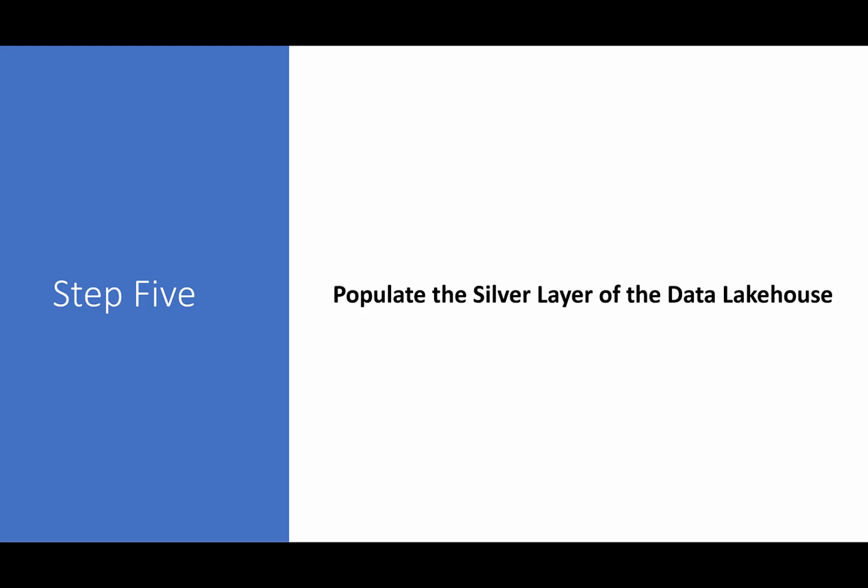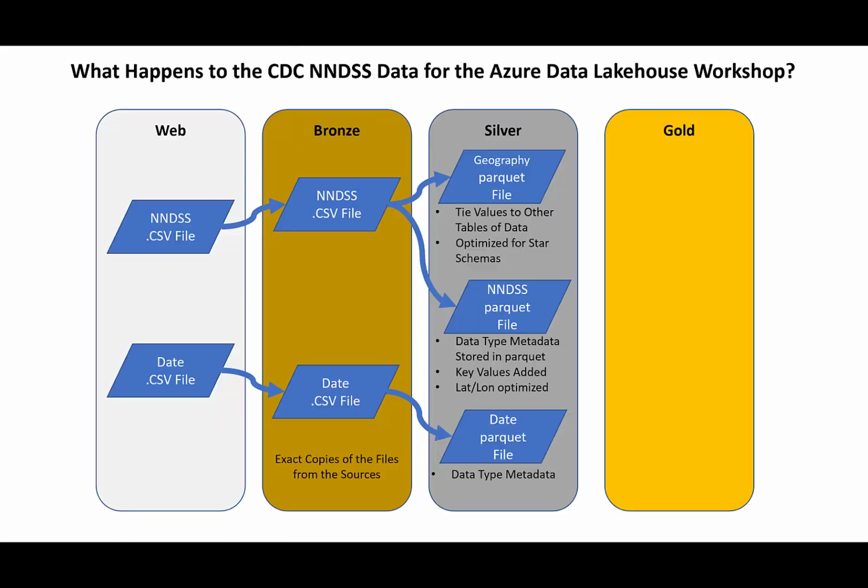Step number 5, populate the silver layer of the data lakehouse. For this step, we'll take that CDC data and convert it to Parquet files for geography, which will be a dimension table where each row represents a unique geographical mapping, and then also a table of the transactional data. And that transactional data will still contain the geography data because we want to have both star schema and a normalized flat version of the data available in the gold layer to keep everybody happy. Then we'll also pull over that date table.